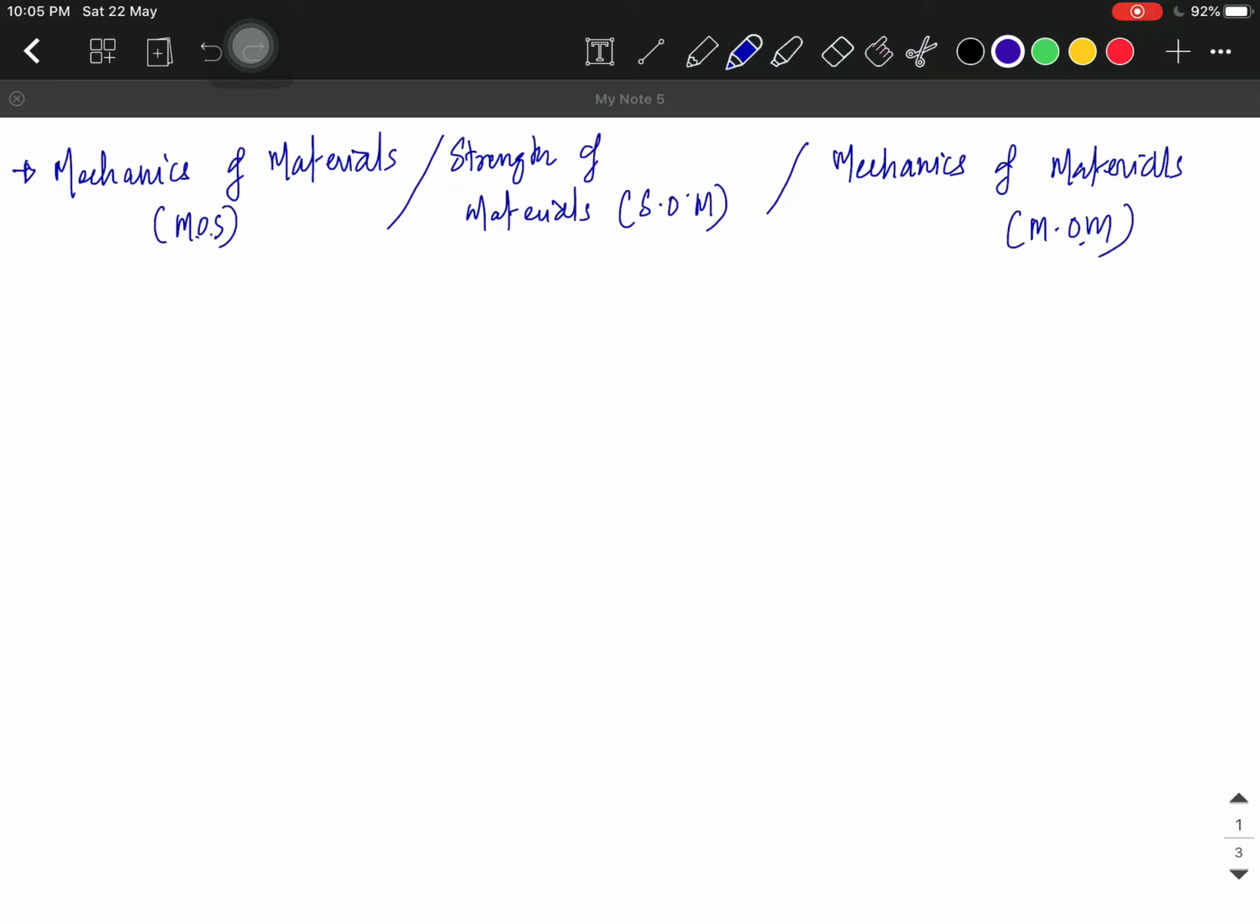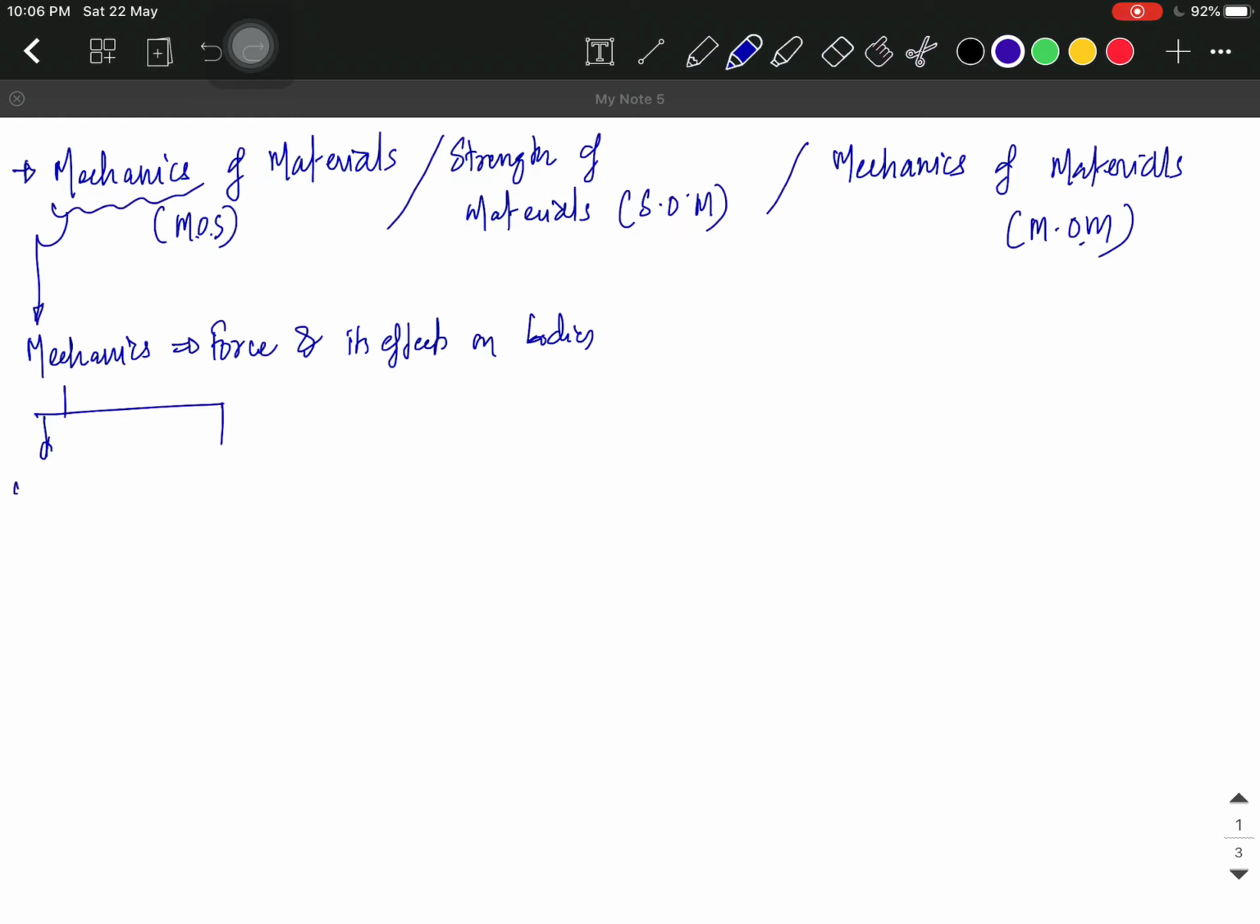As the name suggests, this is a branch of mechanics. So, what is this mechanics? Mechanics is a branch of science that deals with the forces and their effects on the bodies on which they act. That is the branch of science which is called mechanics. And this mechanics is further classified into three, as statics.